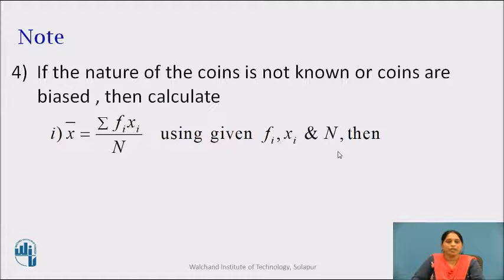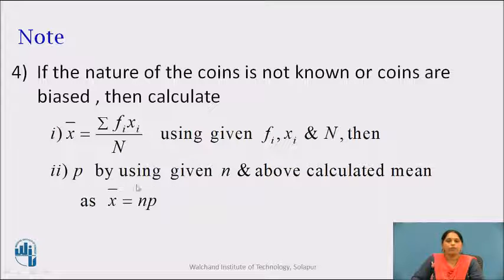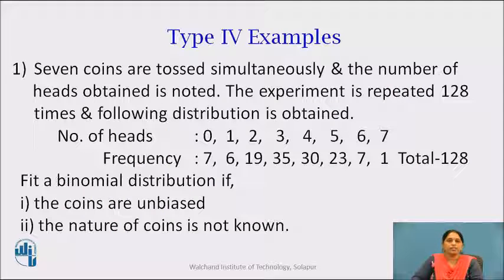After calculating x bar, we will find out the value of small p using the given value of small n and this calculated mean, as we know that the mean is equal to np, and small q is calculated using the relation p plus q equals 1. Now let us see the examples of fitting of the distribution.